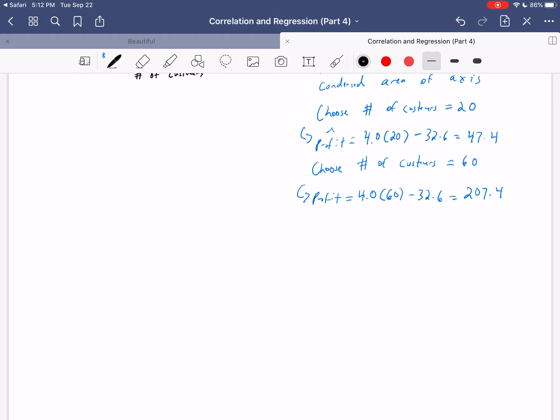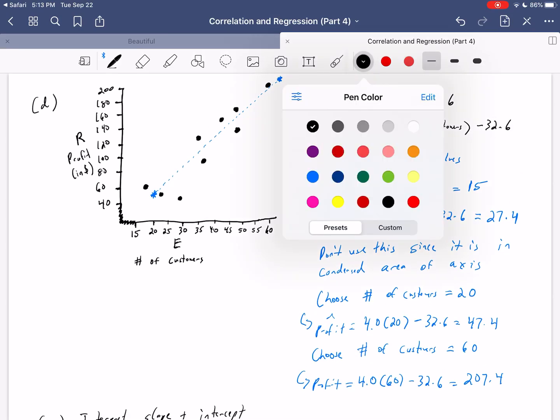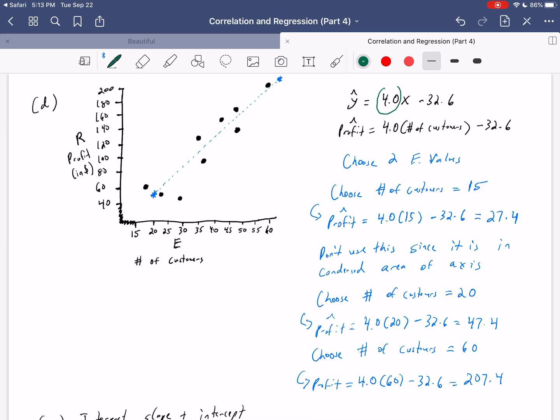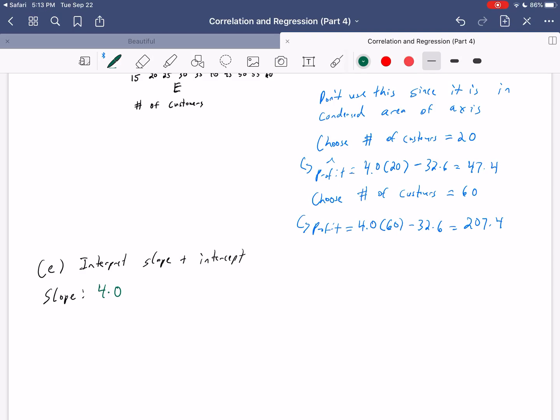So we'll talk about part E here. We want to interpret the slope plus the intercept. Let's talk about the slope first. If we remember the value for the slope, which we'll just do in green, that's this guy right here. That's that 4.0. So the slope is 4.0. What does the slope mean? Well, remember it always is going to be that as we move up 1 in x, this value for the slope is what happens to y. So in other words, we go up 4.0 in y.